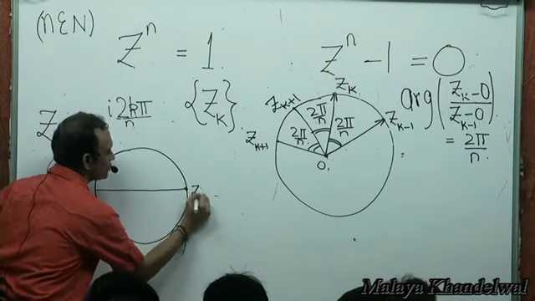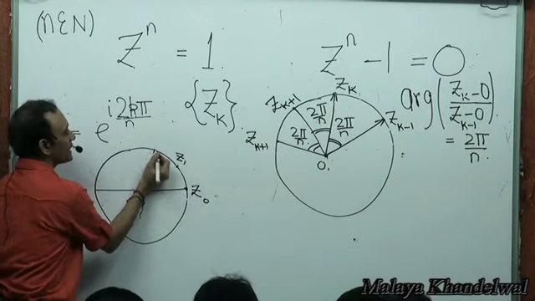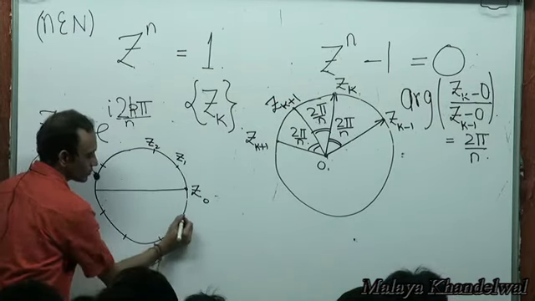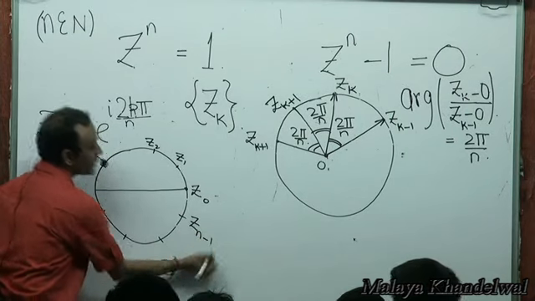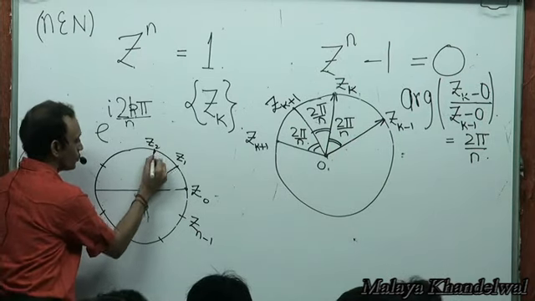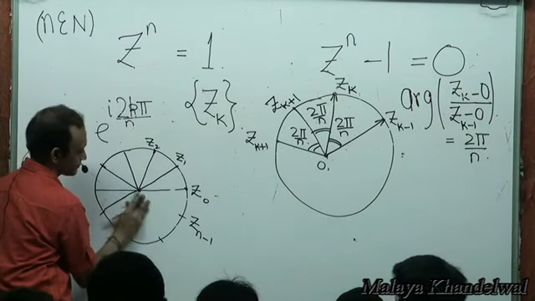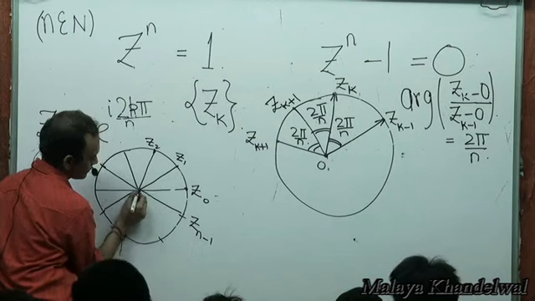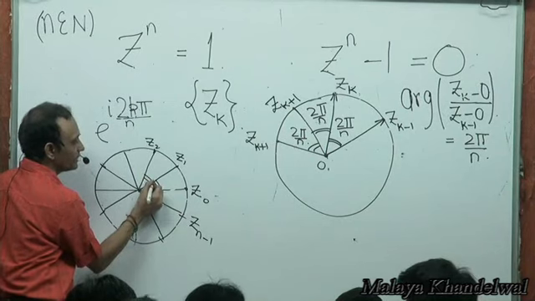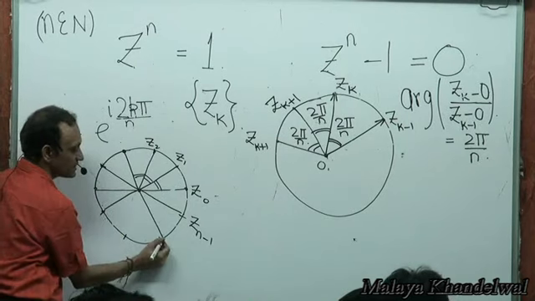If such be the case, this is k equal to 0, z0, then you will have z1, k equal to 1, z2, up to zn minus 1, right? This is the origin O. All these angles are 2 pi by n. This angle will be 2 pi by n, this angle will be 2 pi by n, this angle would be 2 pi by n. These are the various locations of these zk's, right?